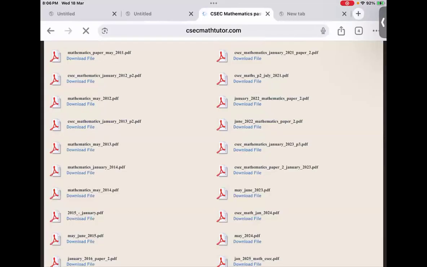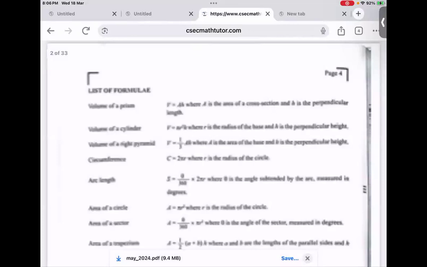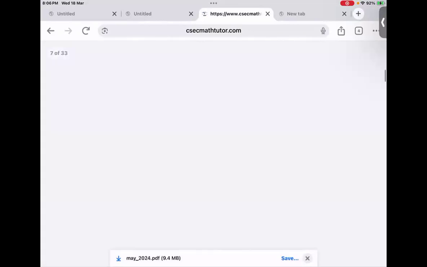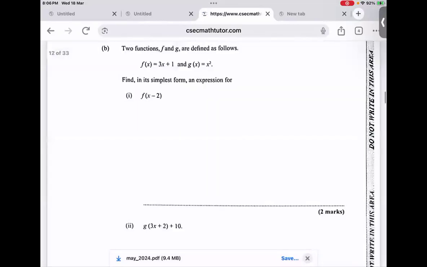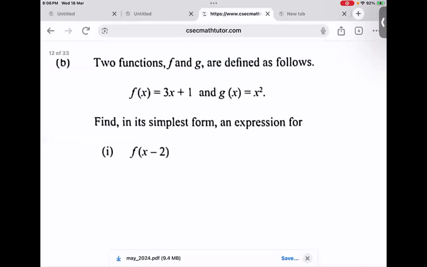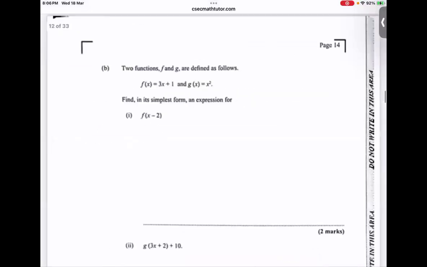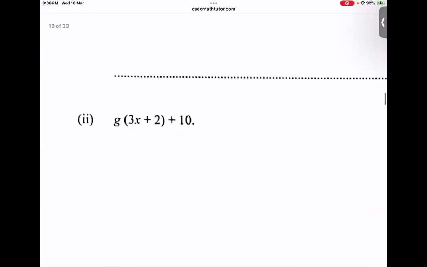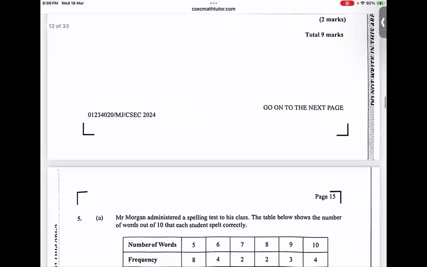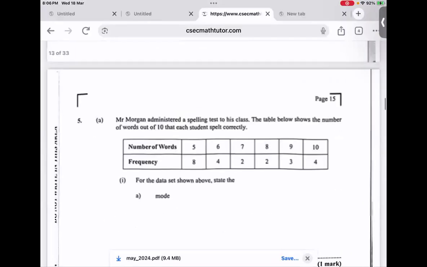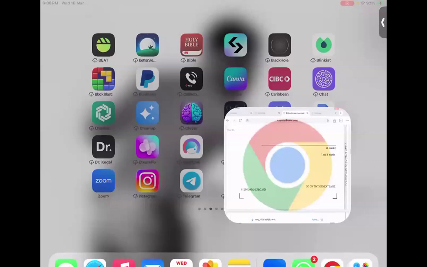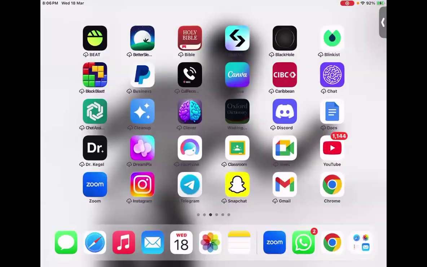Show them the 2024 paper. Anytime they send a question, we just deal with it. Finding the simplest form of expression for f of x minus 2. Yeah, we can do that. Look at that, g of x. We can do that. Yeah, we're good now. We are right. Now we have to move on to another phase.